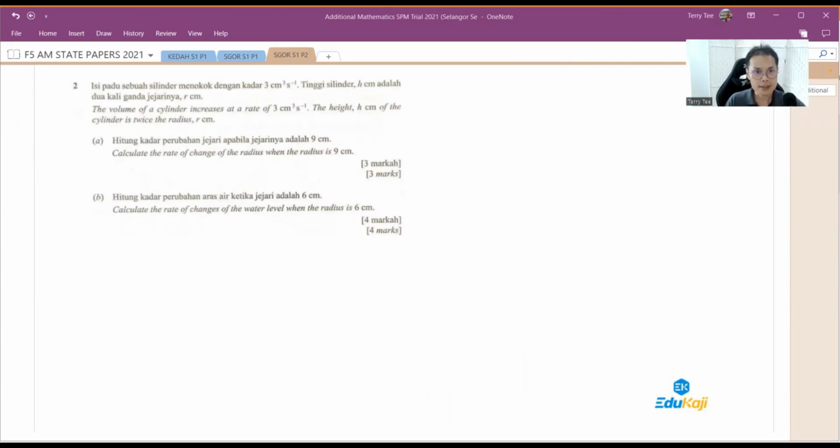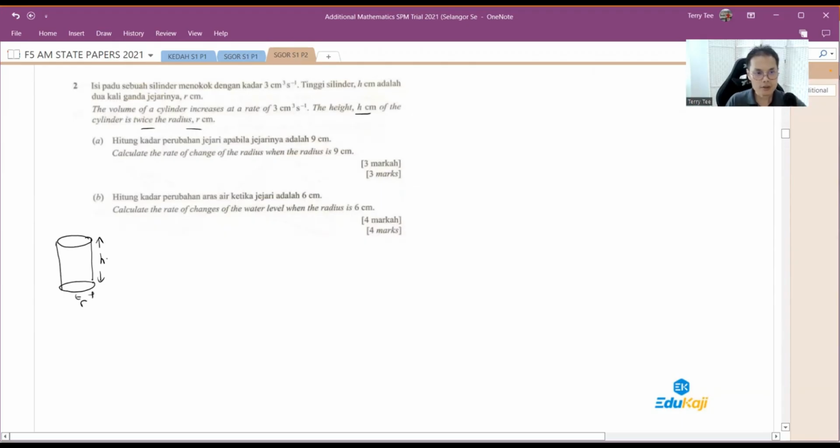When you have a cylinder, now this cylinder, if I draw out a cylinder for you, it has a height of h, right? And the h is twice the radius. So let's do h here, and this is twice the radius. Now, volume of cylinder, as we know, is pi r square h. So we can just substitute your h inside. So this is 2 pi r cubed.